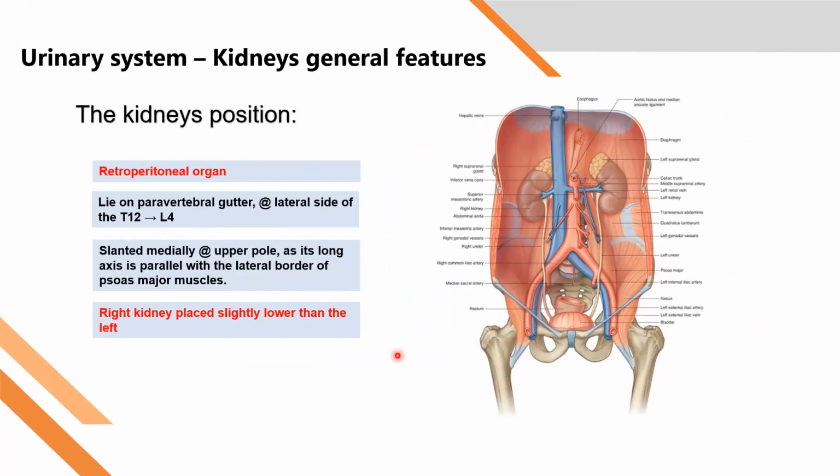Let's know in general about the anatomical features and position of the kidneys. You must know this, that they are retroperitoneal organs. They lie on the paravertebral gutter. So this is the paravertebral gutter.